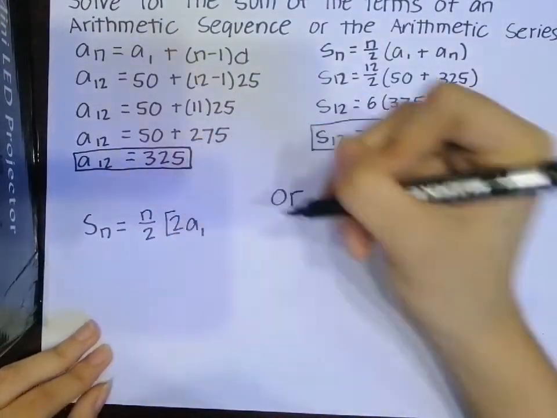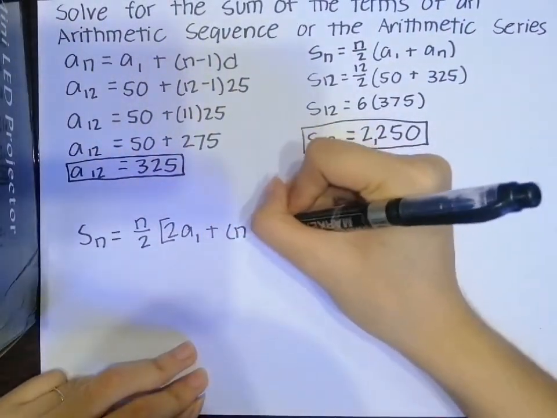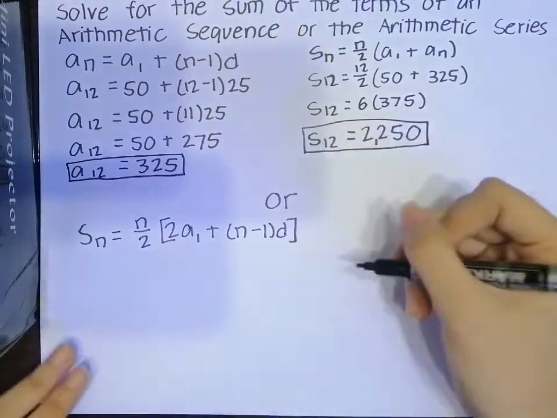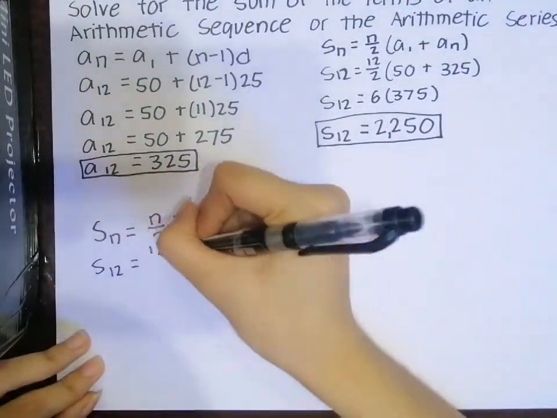We can also use this formula, which is S sub n = n over 2 times [2 times a sub 1 + (n − 1) times d]. Let's substitute the values before proceeding.